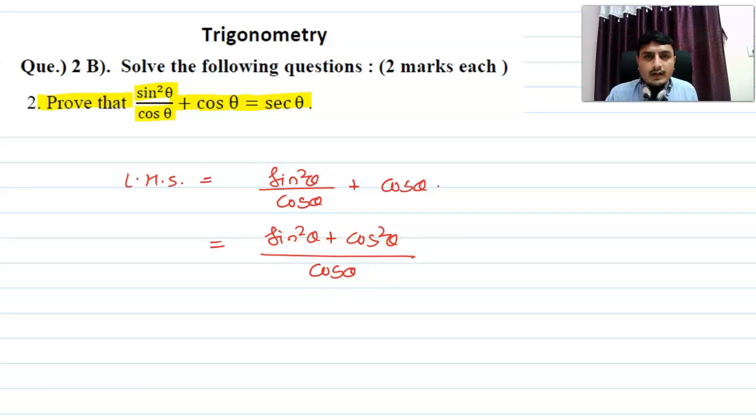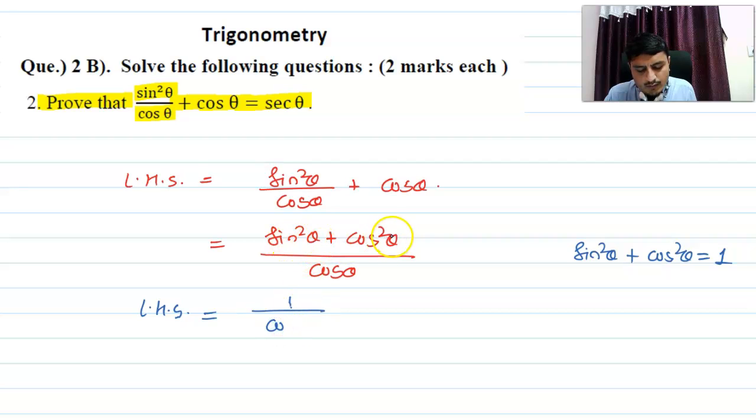Now as per the fundamental trigonometric identity, we have the value of sin square of theta plus cos square of theta equal to 1. So after simplifying the LHS, we are getting 1 divided by cos theta. Now the reciprocal of cos theta means 1 upon cos of theta, that is equal to sec theta, which is exactly equal to our RHS, sec theta.